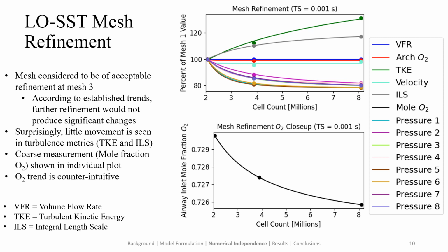The coarse measurement, mole fraction O2, has a counterintuitive trend with mesh refinement. The experimental value of O2 is 0.738, and as the mesh is refined, the O2 value at the airway inlet moves further from this point.